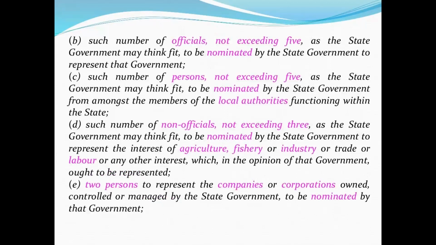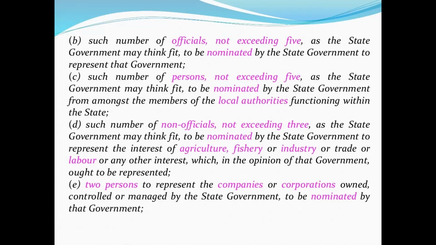सच नंबर ऑफ ऑफिशियल्स नॉट एक्सिडिंग 5 ॲज द स्टेट गव्हर्नमेंट मे थिंक फिट. ओके, पाच असे ऑफिशियल्स तयार करतात, 5च्या वरती नाही. ओके, नॉमिनेटेड बाय द स्टेट गव्हर्नमेंट टू रिप्रेझेंट दॅट गव्हर्नमेंट. ओके, मीन्स नॉमिनेशन कोण करतात, स्टेट गव्हर्नमेंट असे 5 एक्सपर्ट्सला हायर करतात. Such number of persons not exceeding 5 as the state government may think fit to be nominated by the state government from amongst the members of local authorities functioning within the state. स्टेट मध्ये जेव्हा लोकल ऑथॉरिटीज असतात त्यांना या फील्ड मधलं नॉलेज आहे अशा 5 व्यक्तींना ते हायर करतात.